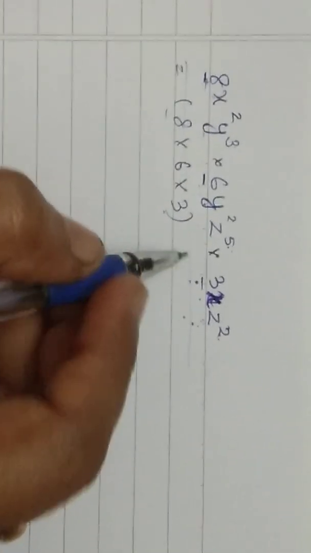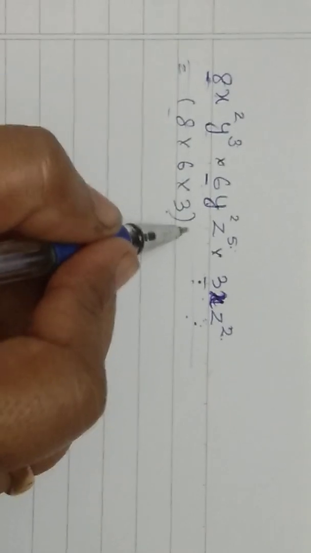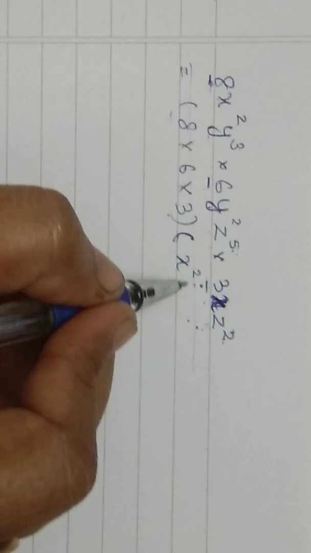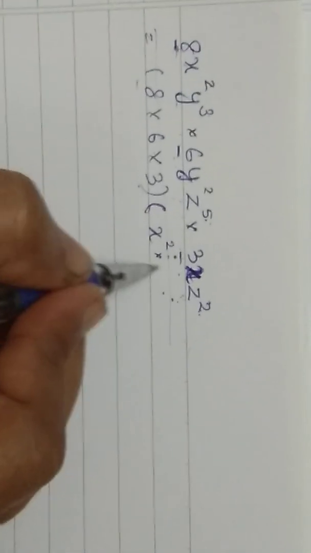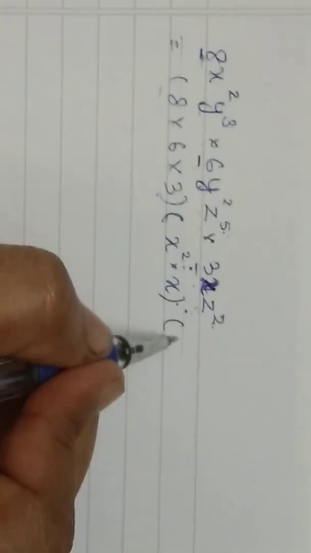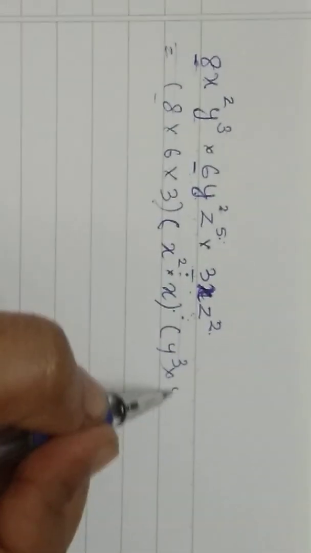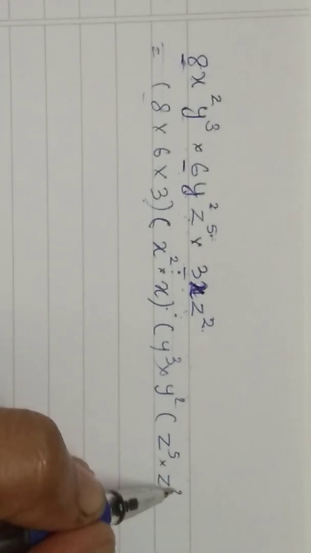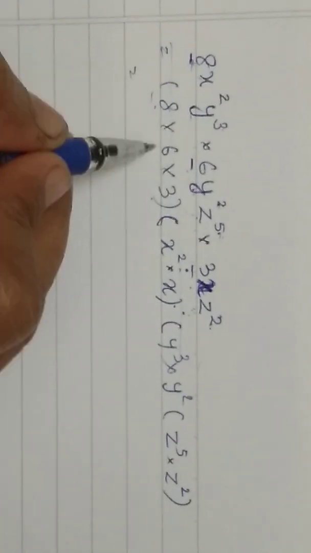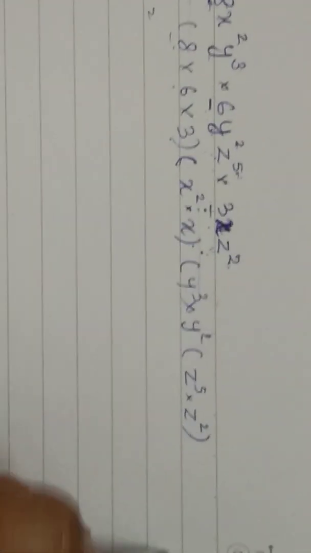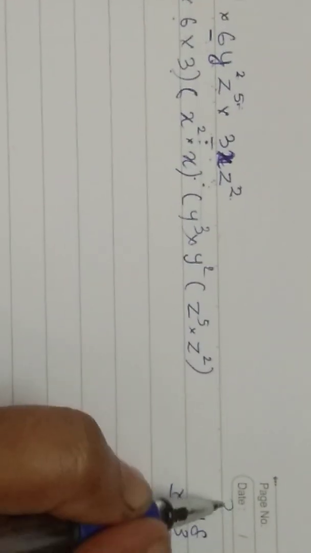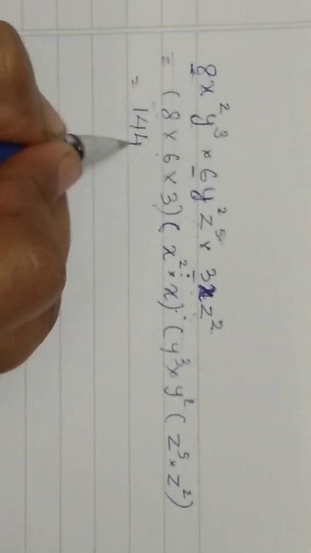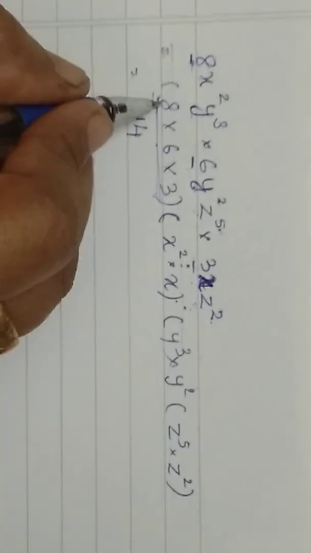In these literals we have to multiply like expressions together. That is x square. We have first to take terms of x together: x square into x, then y cube into y square, then z raised to 5 into z square. Now we can multiply. 8 into 6 is 48. 48 into 3, what is it? 24, 2 carry, 12 plus 2, 144. So 144 is the answer of 8 into 6 into 3.